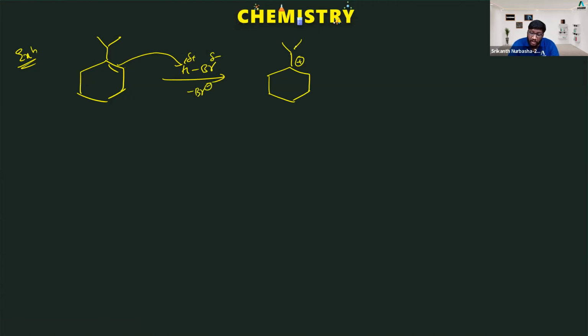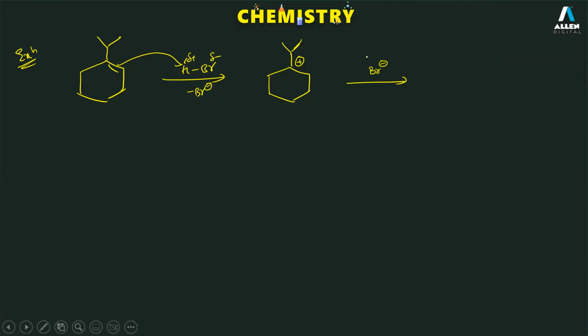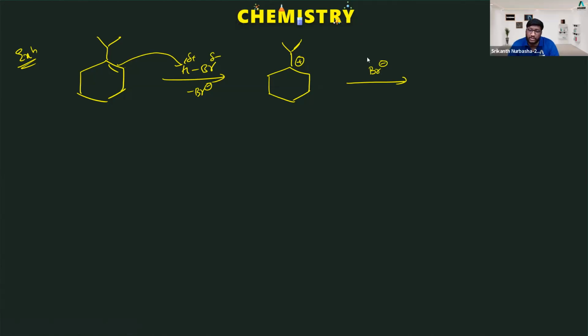So it is already a 6-membered ring. It is already a 3-degree carbocation. So will Br minus directly attack, or are there any other conversions? Br minus will now try to directly attack, because it's already a 6-membered ring and already has a tertiary carbocation. Is it going to be the major product or minor product?